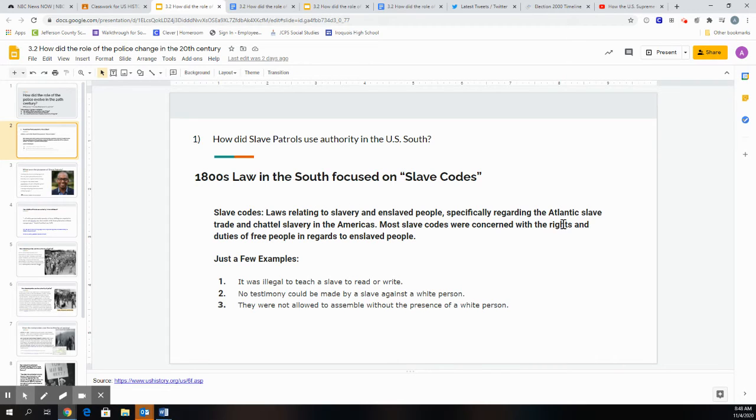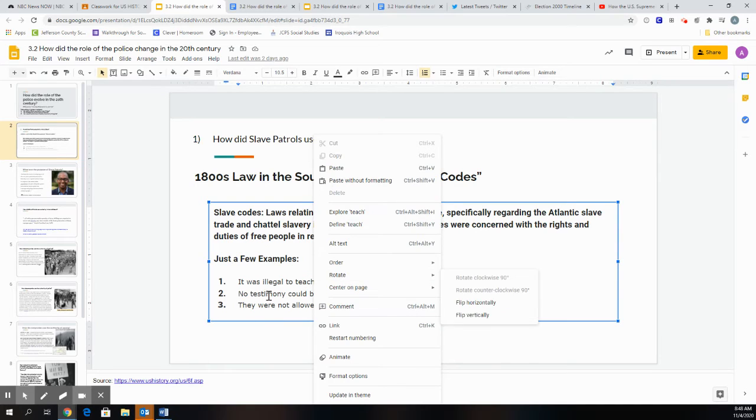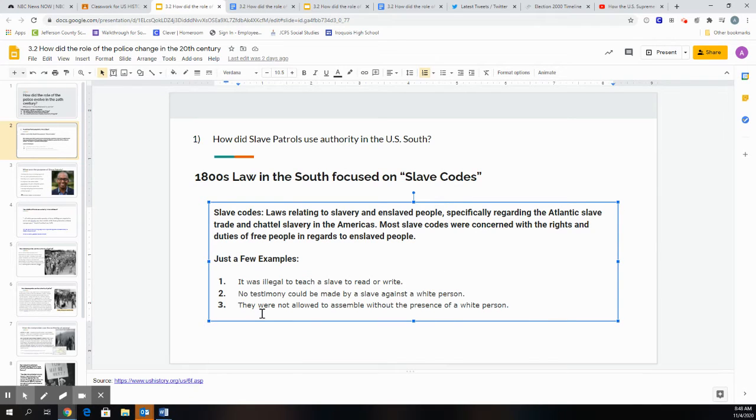Most slave codes were concerned with the rights and duties of free people in regards to enslaved people. So for example, it was illegal for free people to teach enslaved people to read or write. It was completely illegal. That's why when they were finally free, there were so few who could read or write.